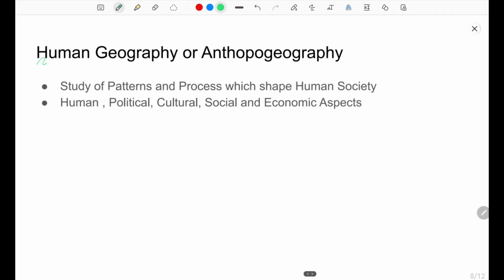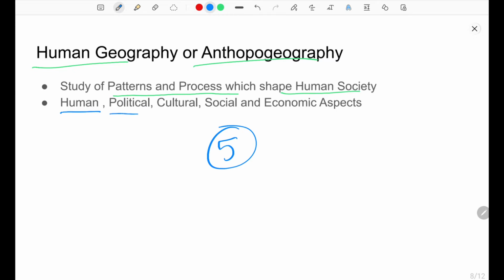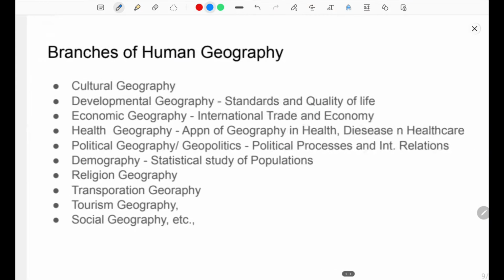Now coming to human geography or anthropogeography, it deals with patterns and processes which shape human society. In human geography, we speak about 5 important aspects: political, human, cultural, social, and economic aspects.